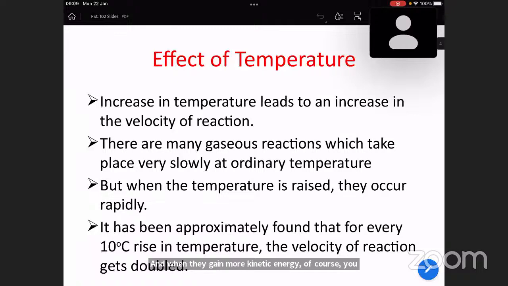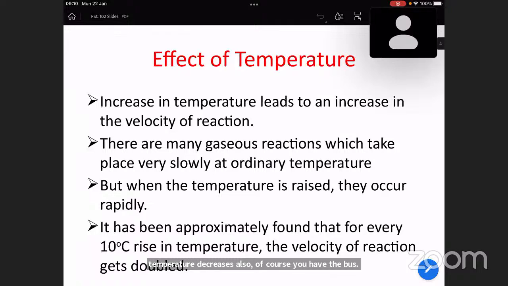And when this happens, you are going to have more collisions, because when the temperature increases and they gain more kinetic energy and their movement becomes faster, then collision also becomes faster. And when collision becomes faster, the rate of reaction also becomes faster. And when the temperature decreases, of course, you have the reverse taking place.